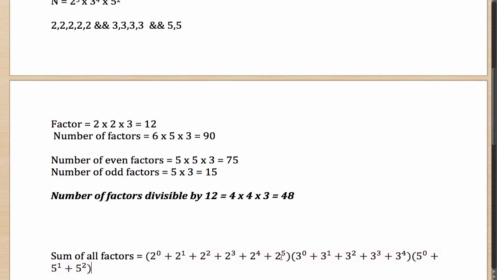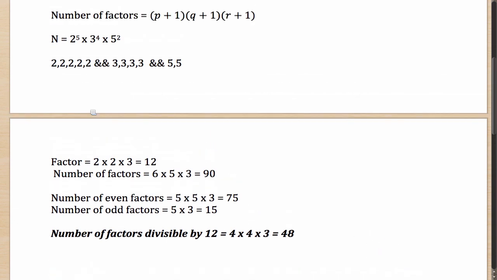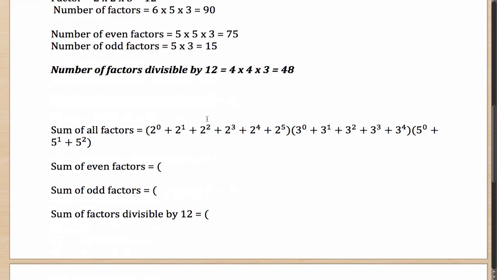Suppose you take 2 to the power 5 from here, 3 to the power 0 and 5 to the power 0. What do you get? You get 32, which is also a factor of n. Every product, every term in the expansion of this thing will be a factor. So the sum of all of them will be the sum of all the factors.